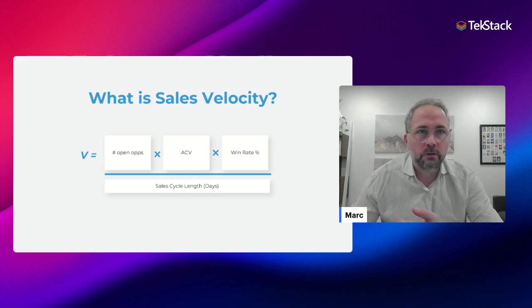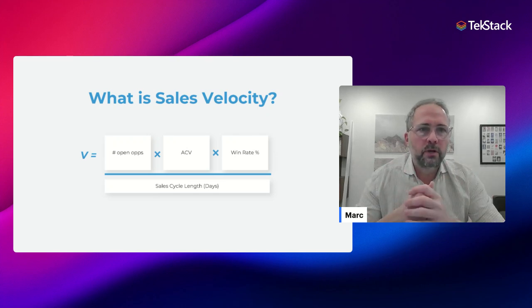So number of open opps. That's just literally the number of opportunities that are currently in your funnel. Average contract value here. Ideally, you want to separate the total value from ARR and non-ARR revenues like services. Ideally, you're going to be using a booking target that is probably ARR based, not total revenue based, but maybe you're using a total revenue calculation.